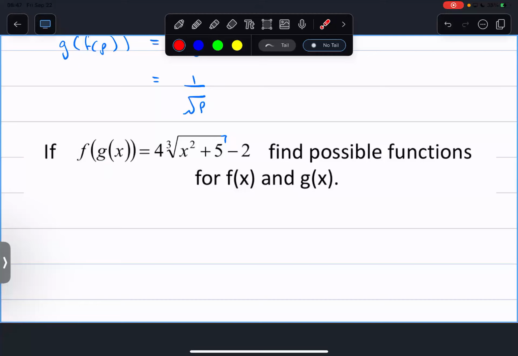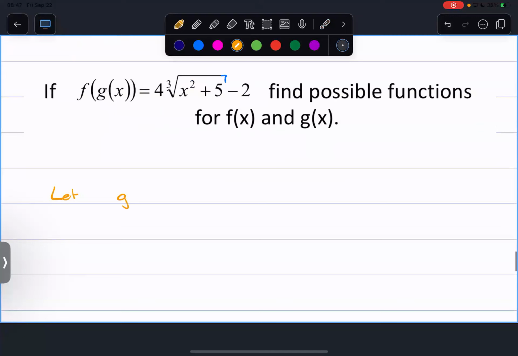So what if I let, well, I've got a few options. What's the most obvious option? What if I let x squared plus 5 be g of x, right? Then, so let's say let g of x, which is going into f of x, let g of x be x squared plus 5. What would f of x have to be, right?